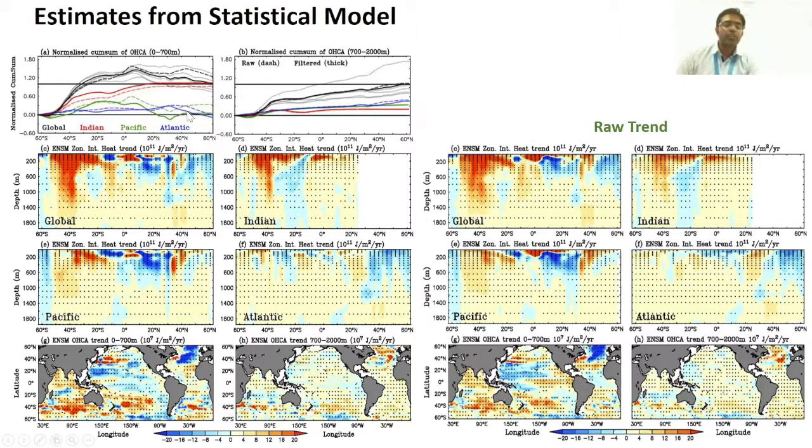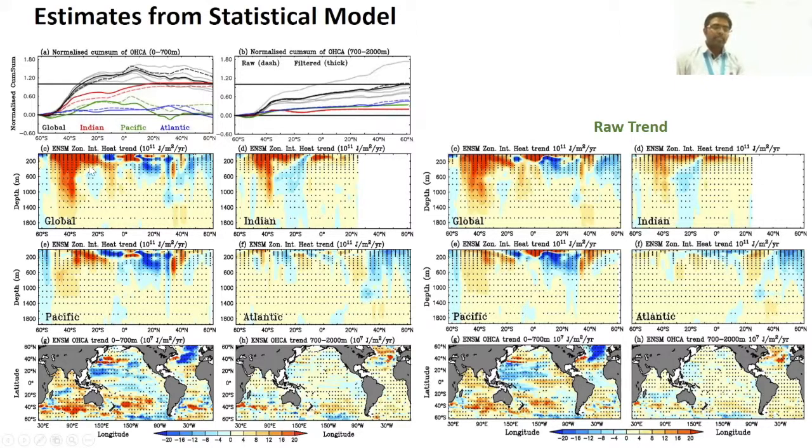And the Atlantic Ocean is showing more cooling, as it was showing before eliminating the natural variability. But the interesting thing to note in the 700 to 2000 meter layer is that there are not many changes across the ocean basins, and all the ocean basins behave the same way before and after eliminating the natural variability. So this analysis shows that the deep ocean heat uptake detection is quite robust, and it is less affected by the presence of natural variabilities.